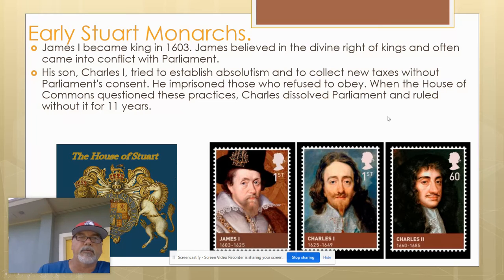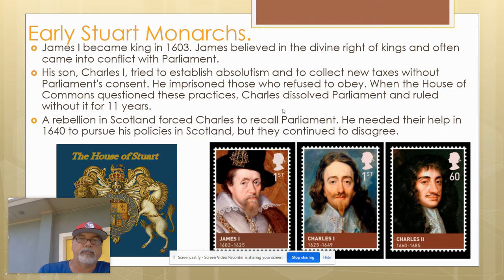So his son Charles I tried to establish absolutism and collect new taxes without Parliament's consent. He imprisoned those who refused to obey, so he did everything against the Magna Carta, pretty much. And when the House of Commons questioned why he was doing these things, Charles just dissolved the whole Parliament, which means he got rid of them, and he ruled without Parliament for 11 years.